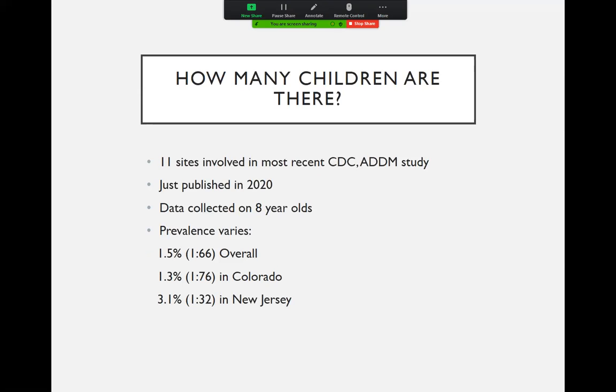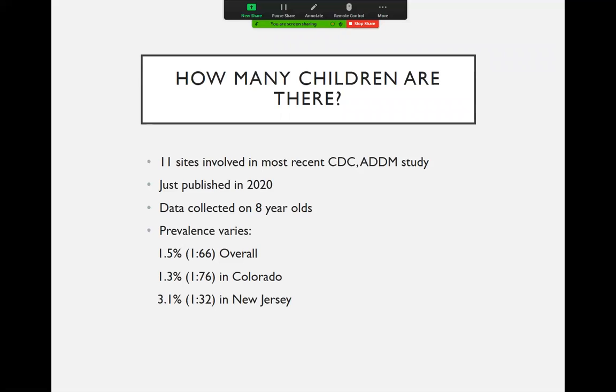And then how many children are there? That's a really hard thing to say because the research and the investigation is limited to certain states, and we'll look at that in just a second. But the CDC has done ongoing studies, and it's called the ADDM studies, and 11 sites were identified. Arkansas is one of the ADDM states. We've been in it since it began. The most recent publication was in 2020, and they collect data on 8-year-olds.